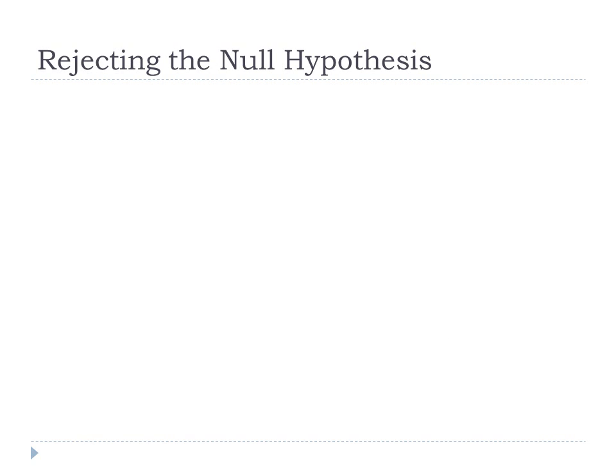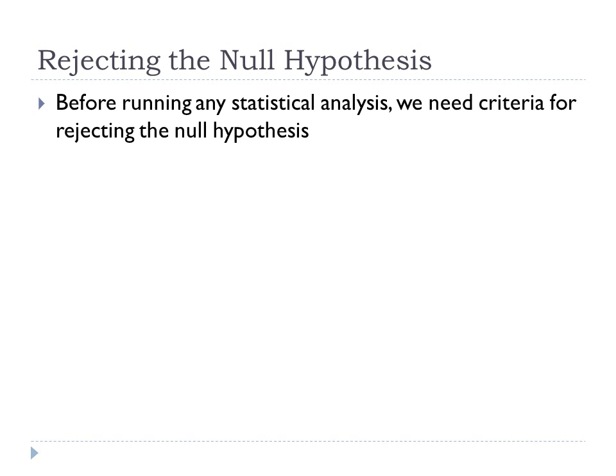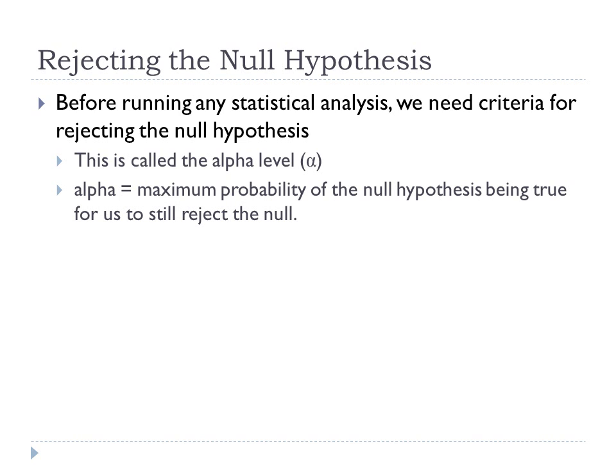So when we conduct statistical tests, our decisions are based on whether or not we decide to reject the null hypothesis. So we need to have some criteria for when we're going to do that. When are we going to reject the null hypothesis? We call this criteria the alpha level, and we'll represent it with alpha. The alpha is a number, and the number represents the maximum probability of the null hypothesis being true that we're okay with for still rejecting the null hypothesis. As a researcher, we decide what we want our alpha level to be. We set it. This is not something that's part of our data.